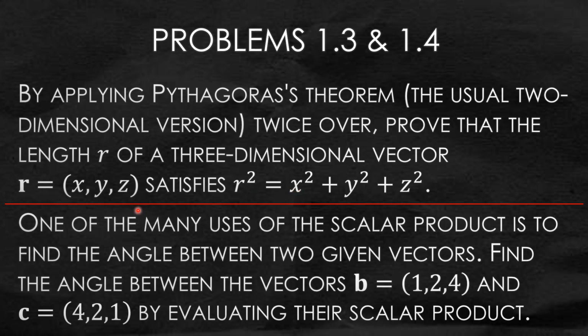And in 1.4, one of the many uses of the scalar product is to find the angle between two given vectors. Find the angle between the vectors b equals 1, 2, 4 and c equals 4, 2, 1 by evaluating their scalar product.